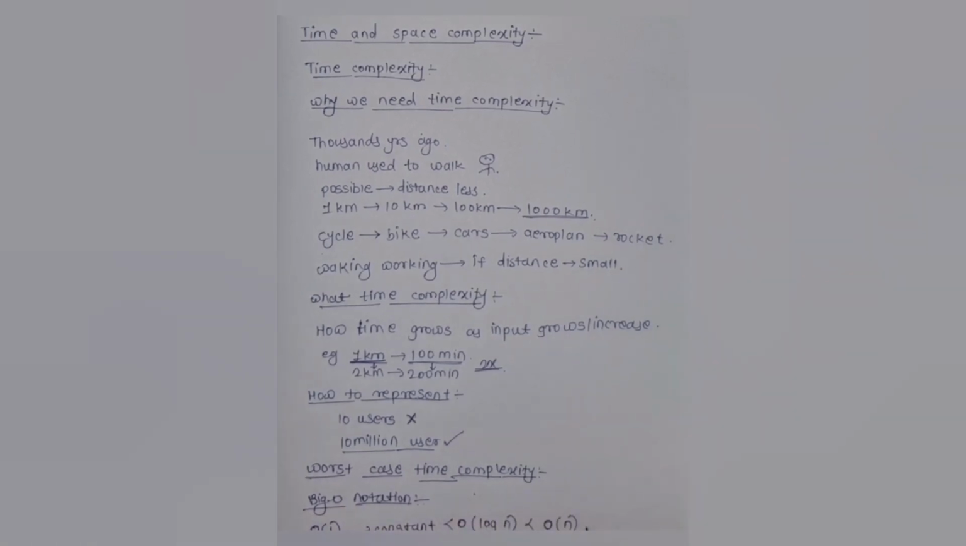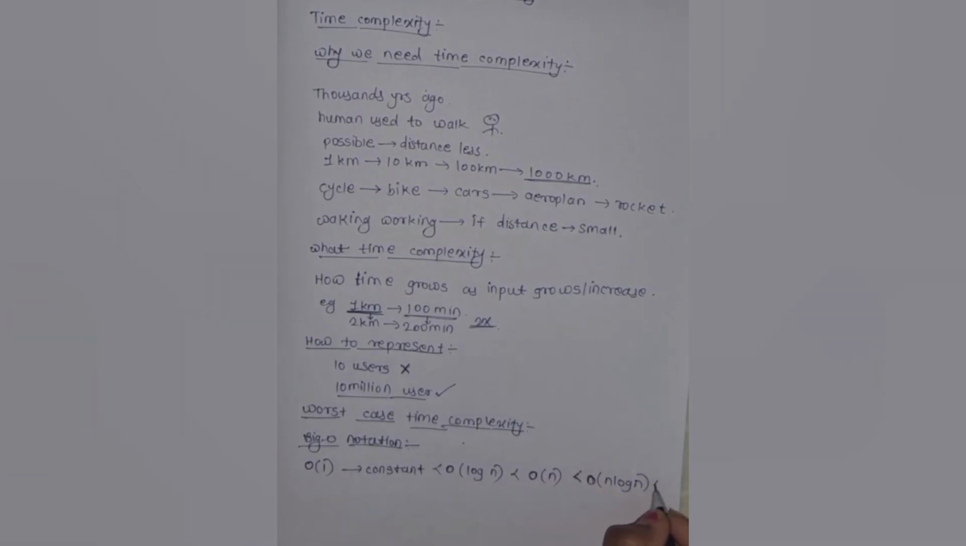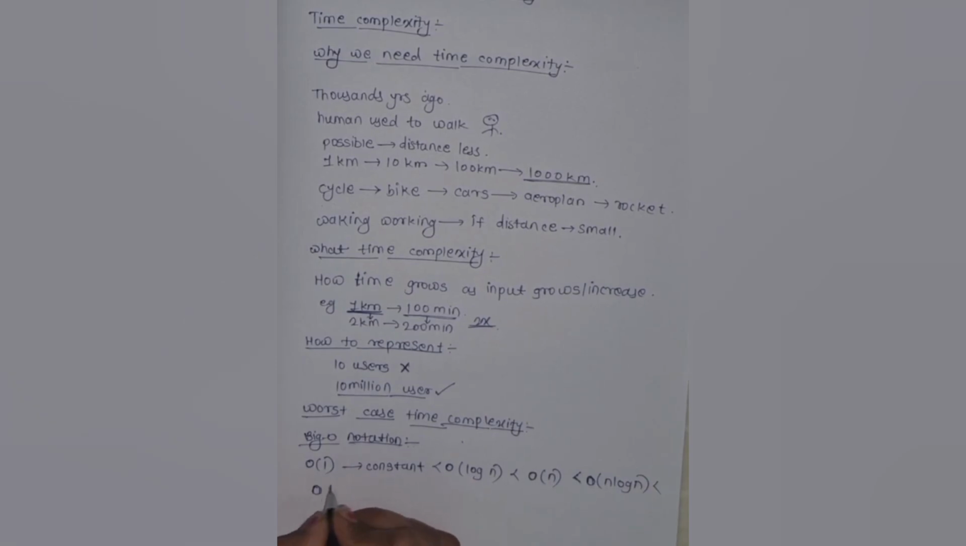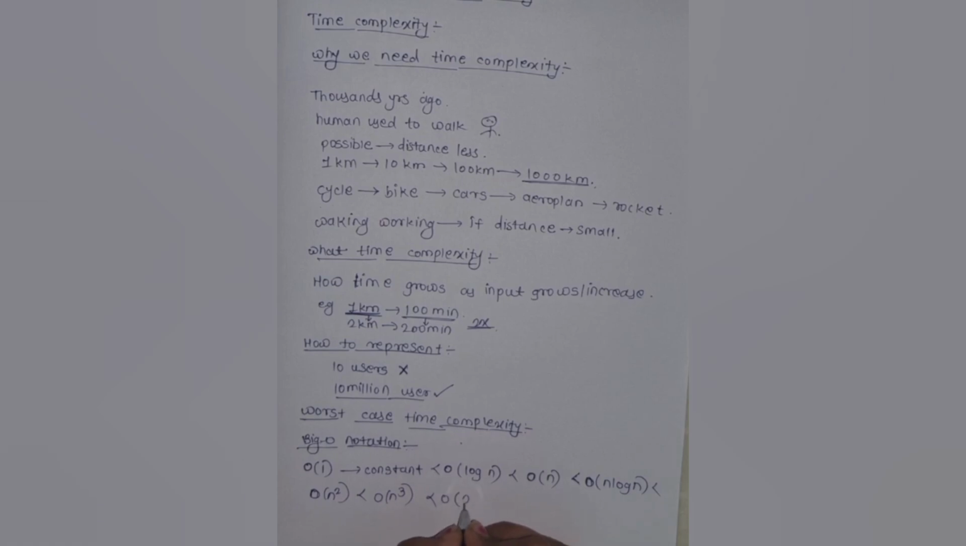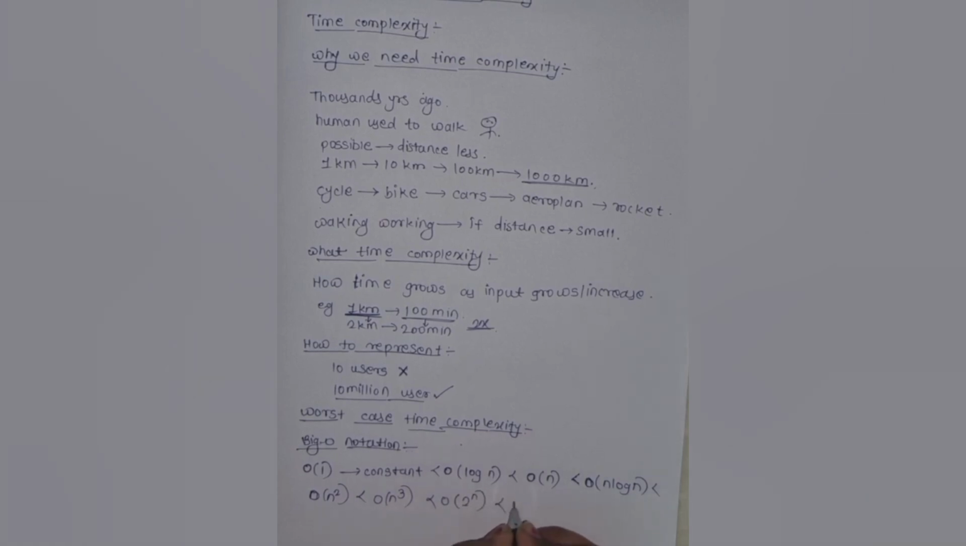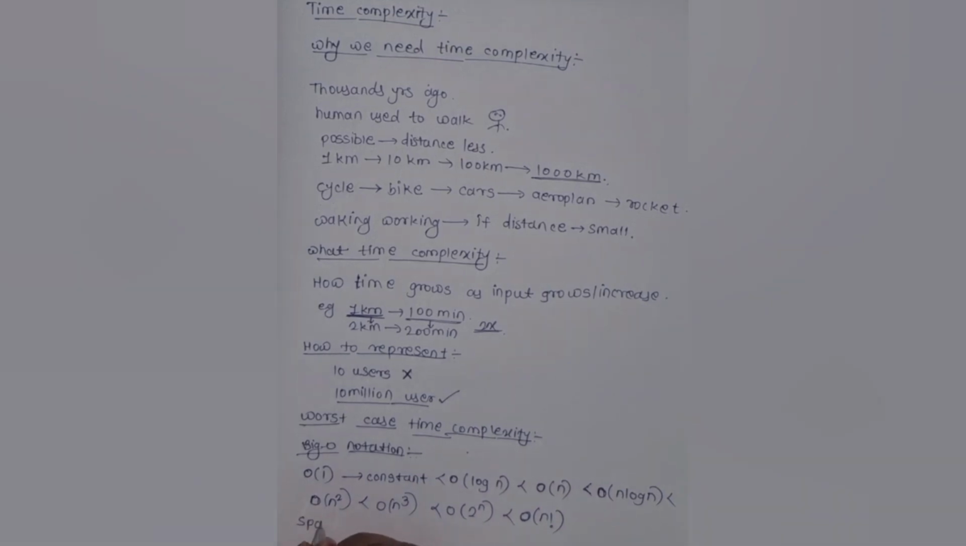Now let me quickly explain all the time complexities in ascending order. From the fastest to the slowest, the best one is big O(1), which is called constant time, and then we have big O(log n), then big O(n), after that big O(n log n), then big O(n square) and O(n cube), and the worst ones are big O(2 raised to n) and big O(n factorial). So as input grows, only the efficient algorithm survives. That's why understanding time complexity is very important in programming.